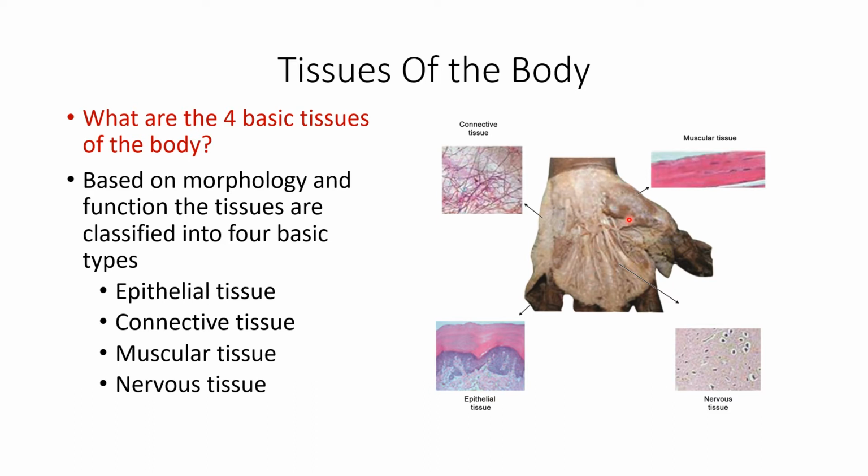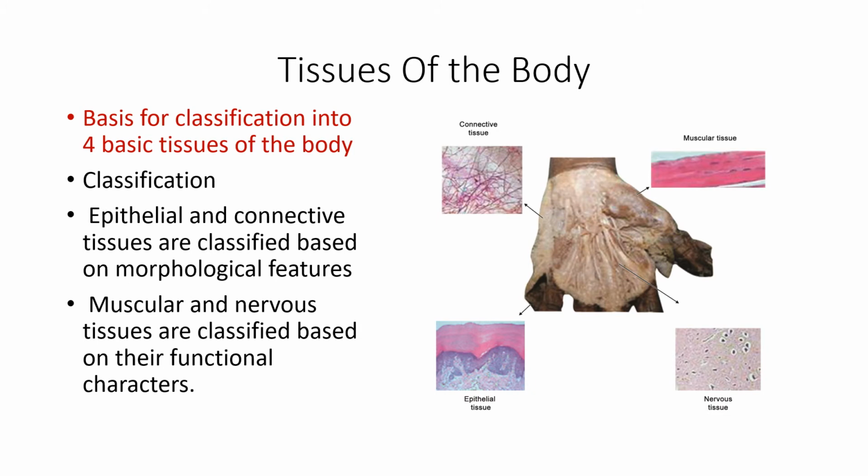Then the other one is the muscular tissue. So these are the muscles, and this is the microscopic appearance of muscular tissue. Then there will be blood vessels and nerves running in this palm. So you will be seeing the nervous tissue also in relation with the palm. So what are the four basic tissues of the body? They are the epithelial tissue, connective tissue, muscular tissue and nervous tissue.